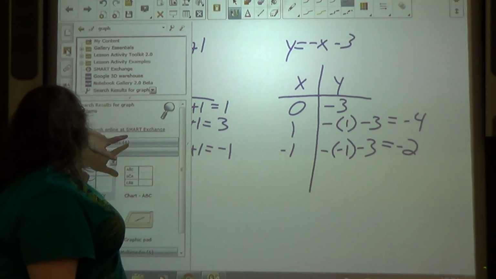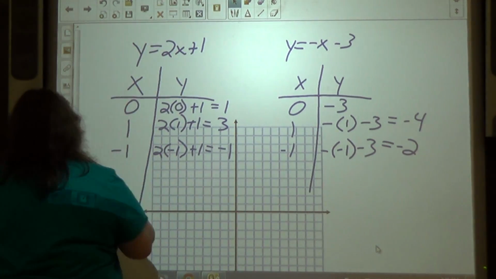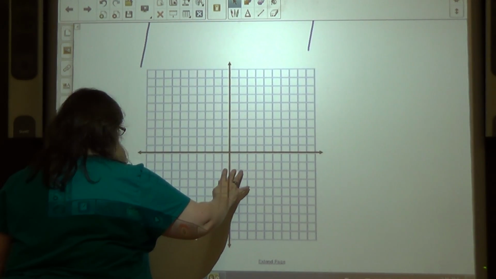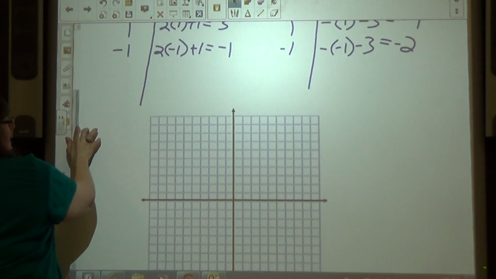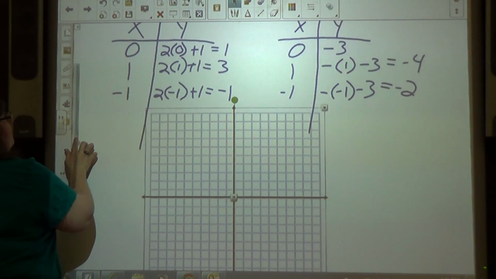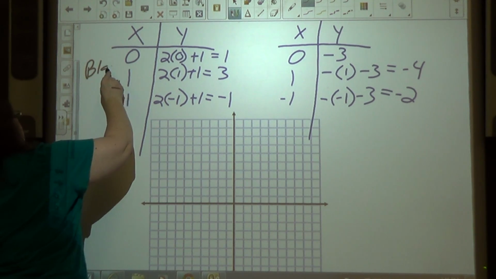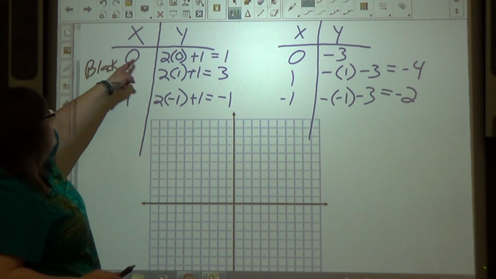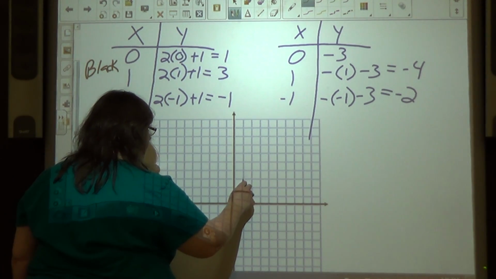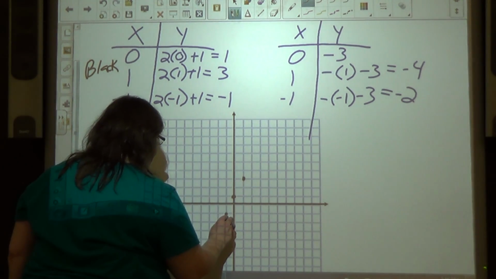Well, what about graphical? Well, let's grab a graph. And we're going to graph our tables. Okay? Here we go. Using black for this one. Okay? 0, 1, 1, 3, and -1, -1. There is my graph.